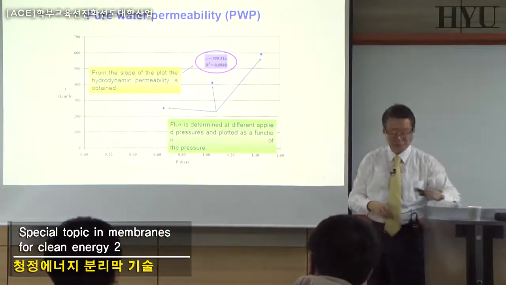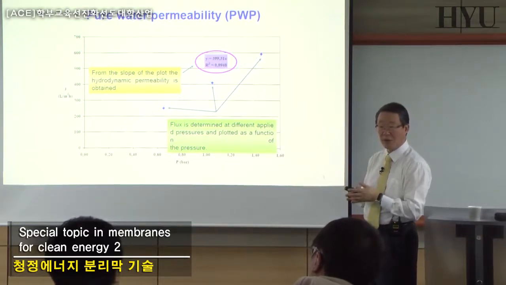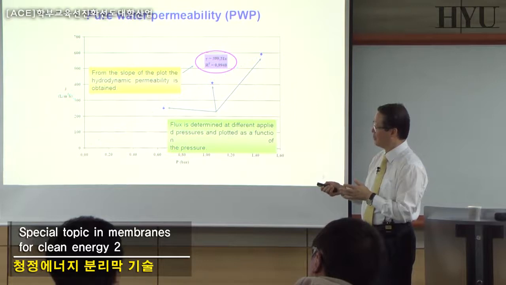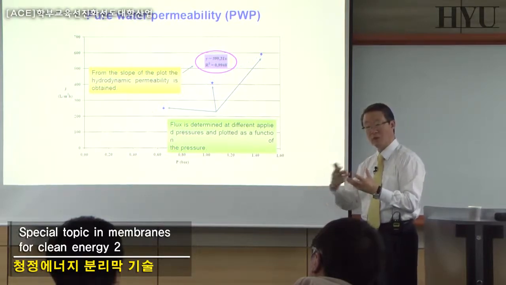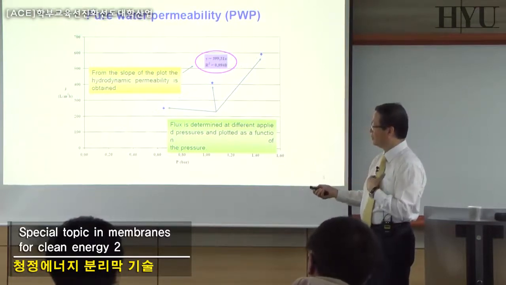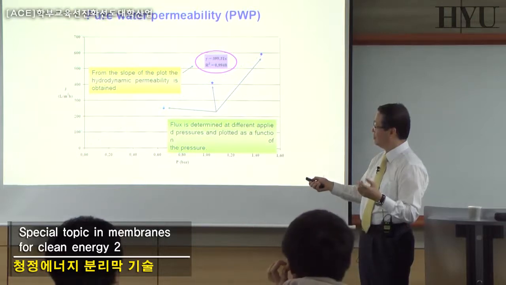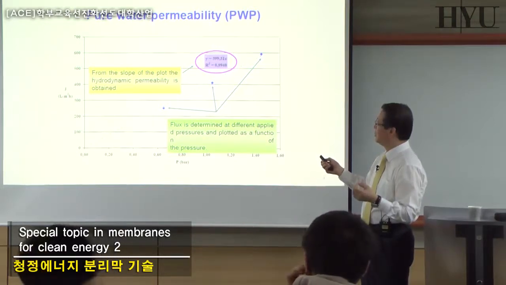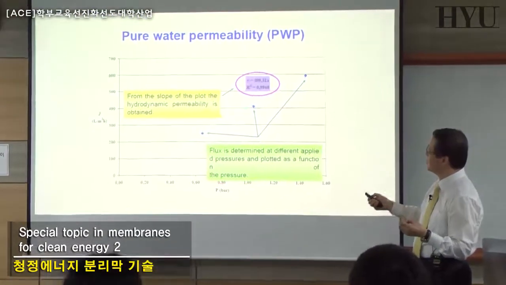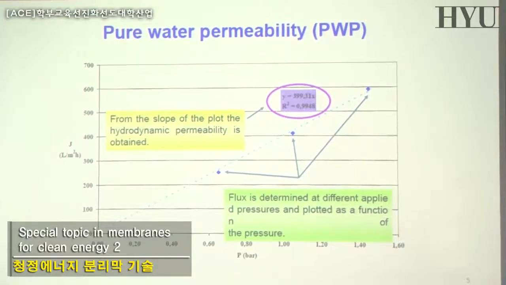So you measure the flux: volume divided by the membrane area and the time of your operation. You measure the water through the membrane. That should be constant at one applied pressure. And if you increase your pressure, then the flux will increase. So in this linear plot, J divided by delta P is LP.